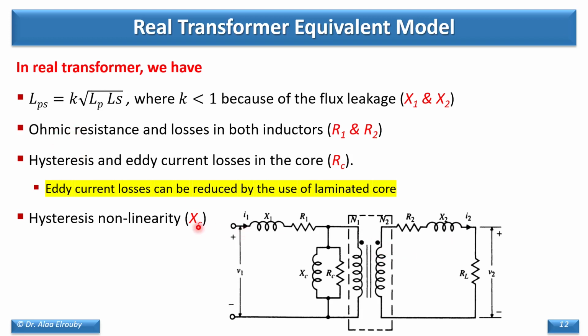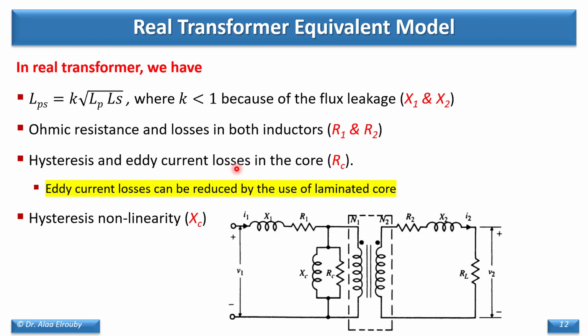The inductors at the primary and secondary sides are made of conductors. Those conductors are not perfect, they have some losses, and these losses are represented by R1 and R2. So R1 and R2 represent the losses in the coils of the primary and secondary inductors. In the core there will also be some losses, which are hysteresis losses and eddy current losses.